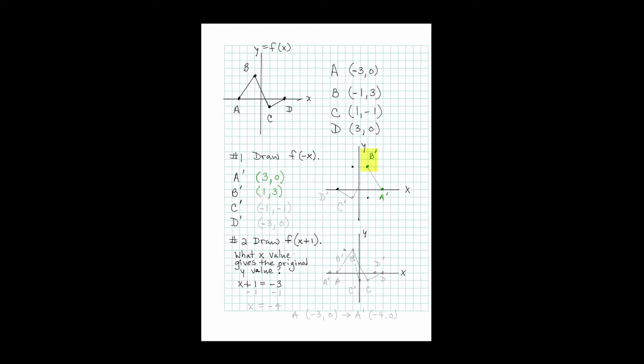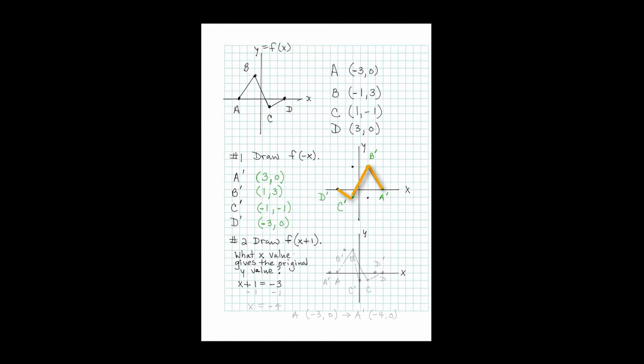So I'm graphing that point. And then if we translate C by negating its x value, we get -1 paired with -1. And I'll graph that and call it C prime. And if we translate the point D, which has x value 3, the opposite of that is -3. And that's still paired with the y value 0. And now we're going to connect the points A prime, B prime to C prime, and C prime to D prime.